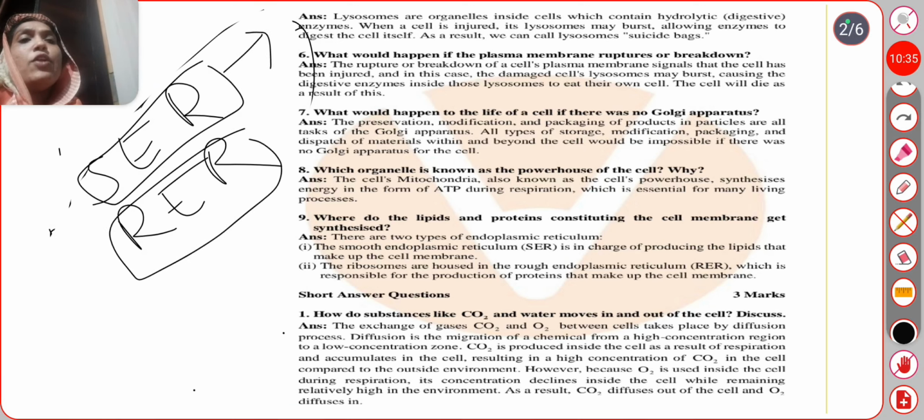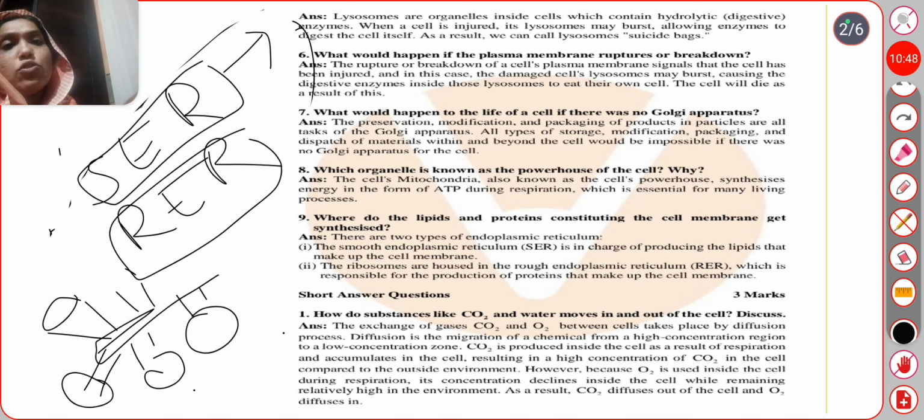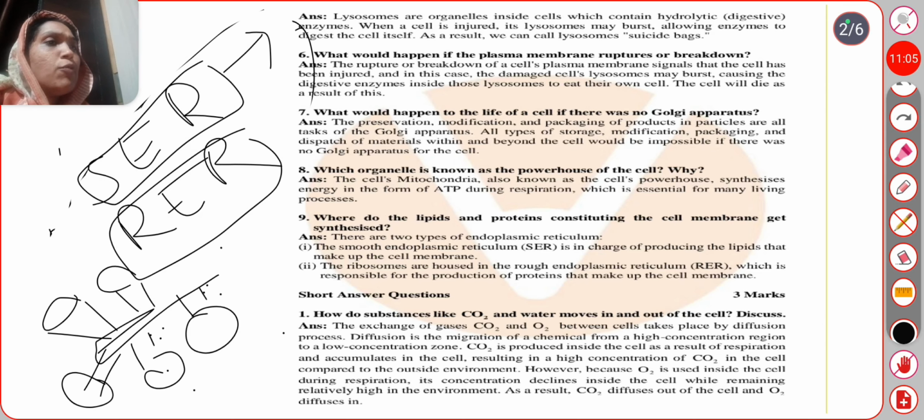RER is rough endoplasmic reticulum. Why is it called rough endoplasmic reticulum? Because the endoplasmic reticulum is attached with ribosomes, the surface looks very rough. That's why it is called rough endoplasmic reticulum, which is responsible for the production of protein in the cell membrane. Okay, come to the next question.